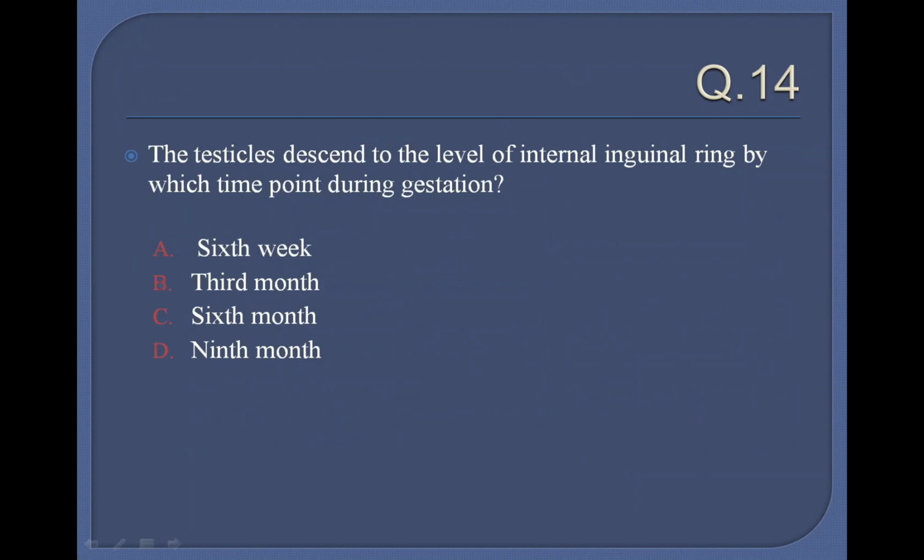Yeah, it reaches through the inguinal canal to the scrotum between the 7th and 9th month, but it reaches the level of the internal ring by the 3rd month.